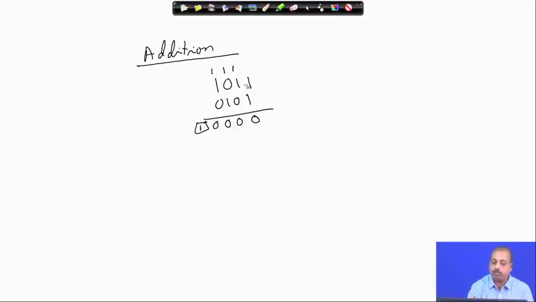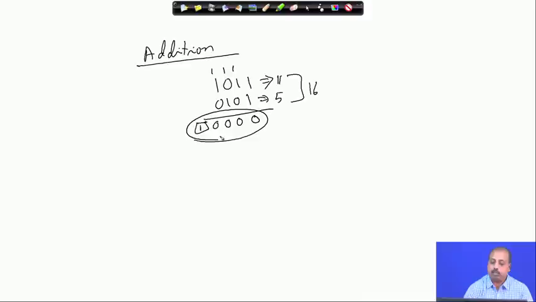So let us check. So this is 8 plus 2 plus 1, that is 11, and this number is 101, that is 5. So 11 plus 5 is 16. So you see that this is the representation of 16. But of course, there is a concern: when I am taking these numbers, 11 and 5, I have taken 4-bit representation, but the result that I have got is a 5-bit representation. So the number 16 cannot be represented in a 4-bit number system.